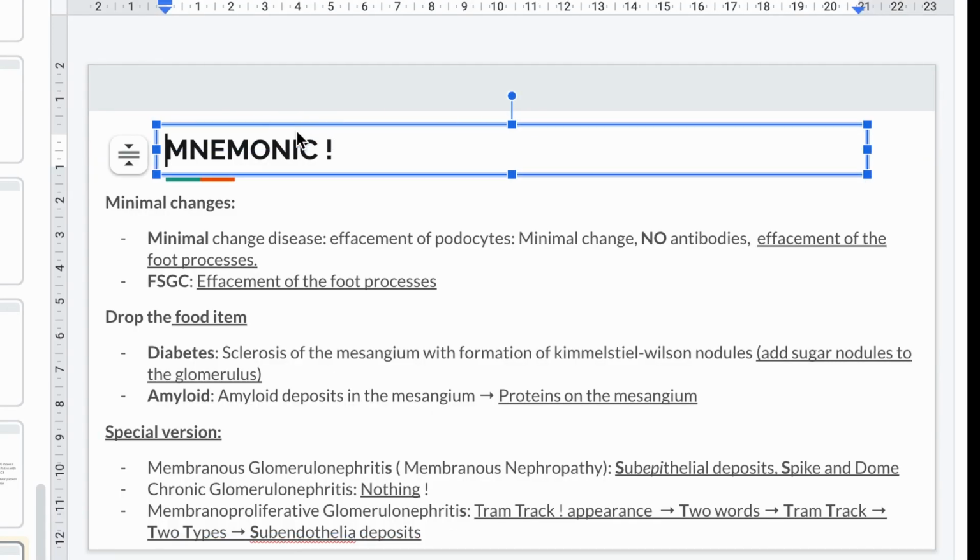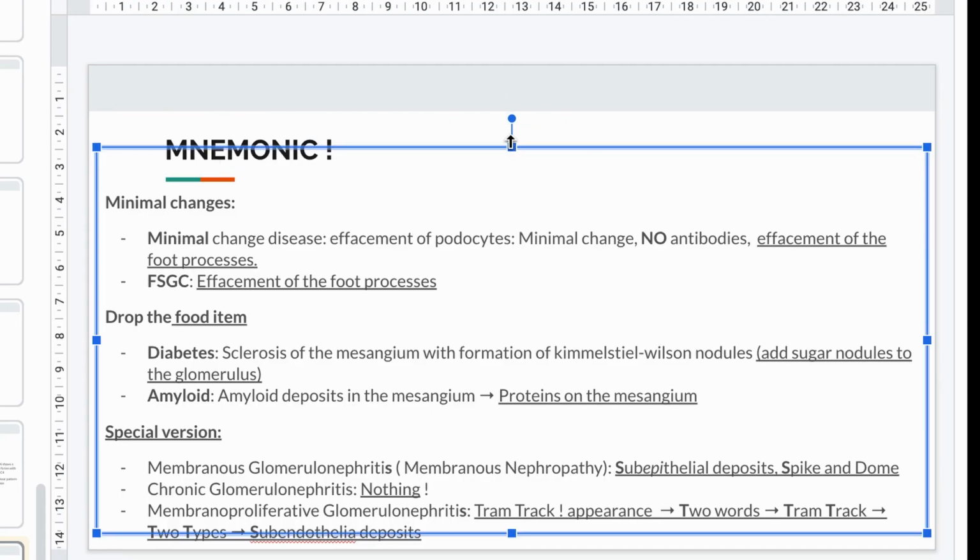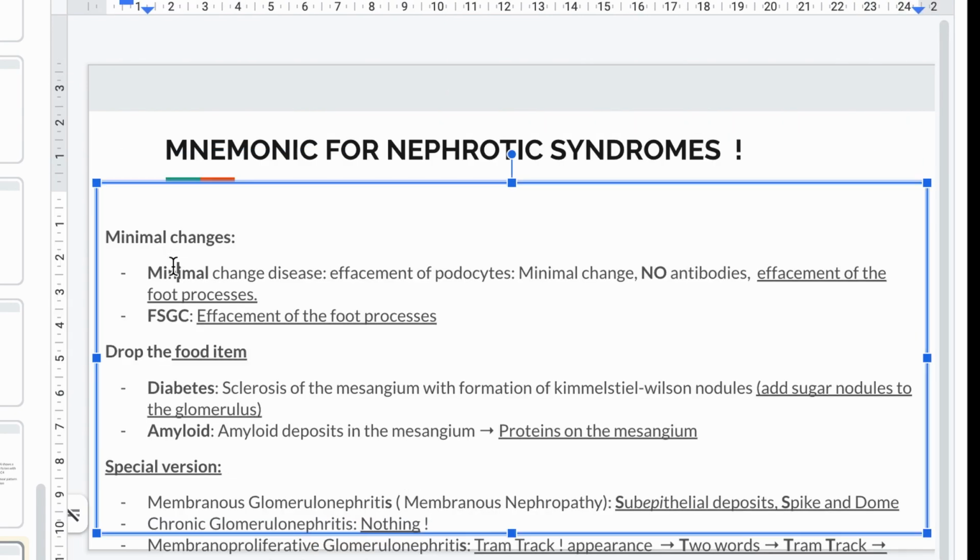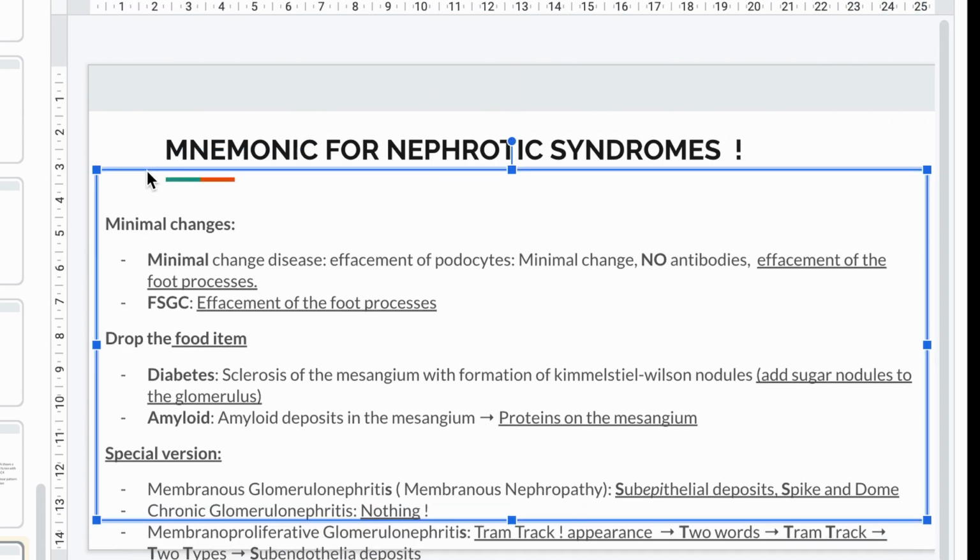Nephrotic syndrome. So that's going to be very important. So what's going to be there to drop the food item? Drop the food item is very simple. You can get diabetes. So in diabetes, you're dropping a sugar, right? You're dropping a sugar, like a sugar ball or a sugar nodule. You know what I'm getting? Sugar nodule. So you're adding sugar nodules.